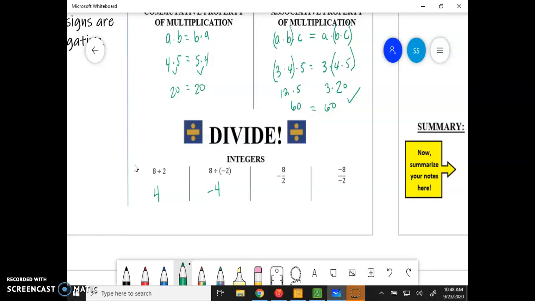Okay. Once we get into algebra, we don't really use these symbols very often. You're going to recognize a division problem as a fraction. Okay, a fraction is a division problem. So this is 8 divided by 2, which is 4, and the answer is negative.